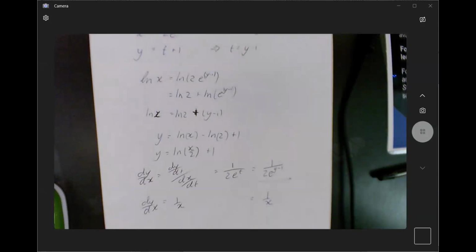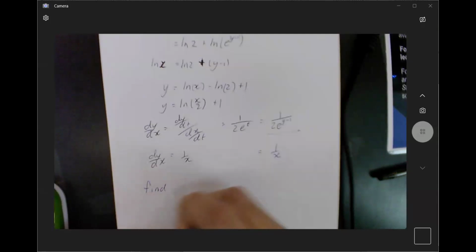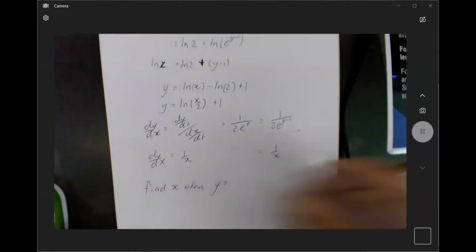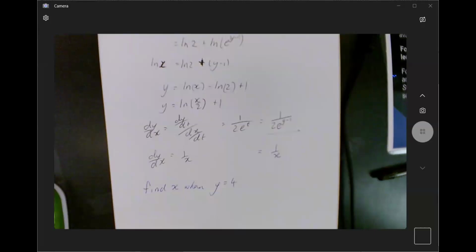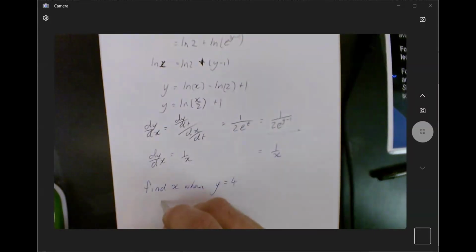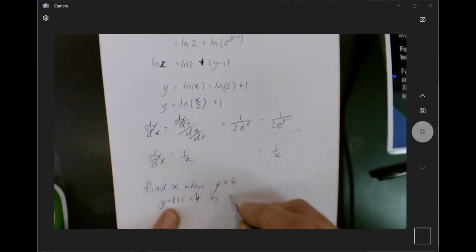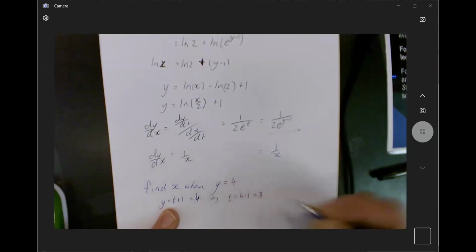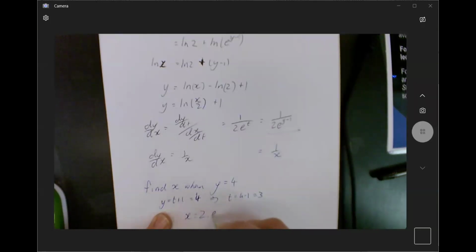But yes, it does. So when we're doing parameterization, the other thing they're keen on doing is asking, what value of t? If it goes through a particular point, I don't know a particular point on this curve, so let's find x when y is equal to 4. If y is equal to t plus 1, and that's equal to 4, then t is equal to 4 minus 1, which is equal to 3. And so then x is going to be equal to 2 times e to the power 3.